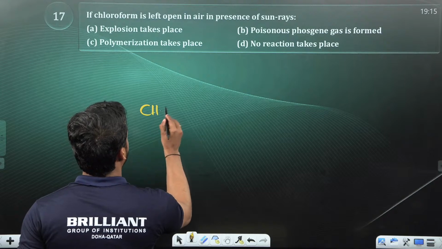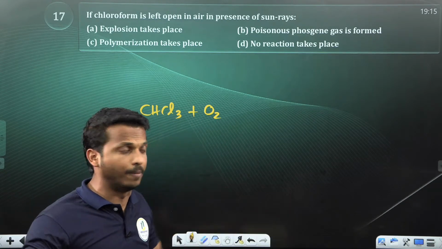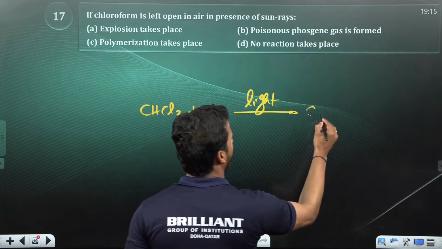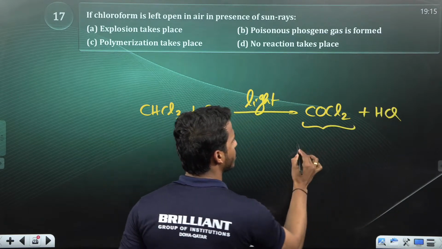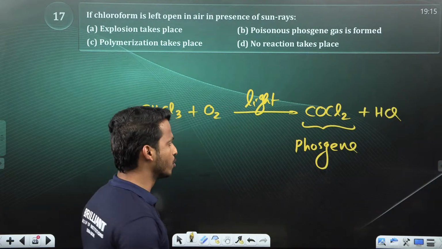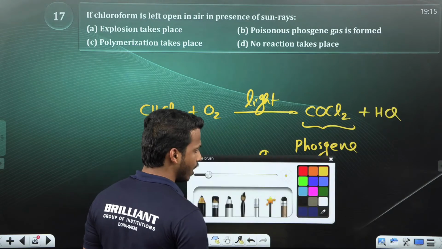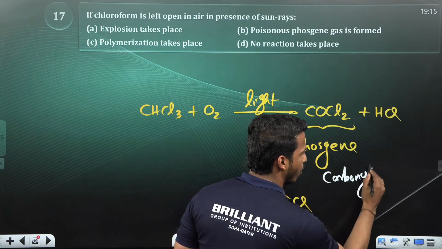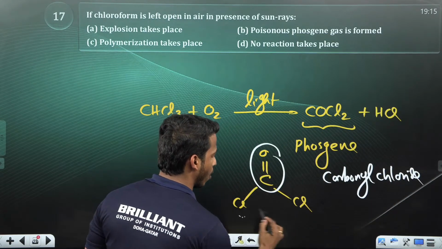Okay. Next one, if chloroform is left open in air in presence of sunlight, you know that simple reaction, chloroform is CHCl3. When the bottle of chloroform is open, it reacts with oxygen in presence of light, and what does it form? It forms COCl2 along with HCl. What is COCl2 called? The poisonous gas called phosgene. Phosgene we can write as COCl2 like this. Therefore, phosgene is also called what? Carbonyl chloride.